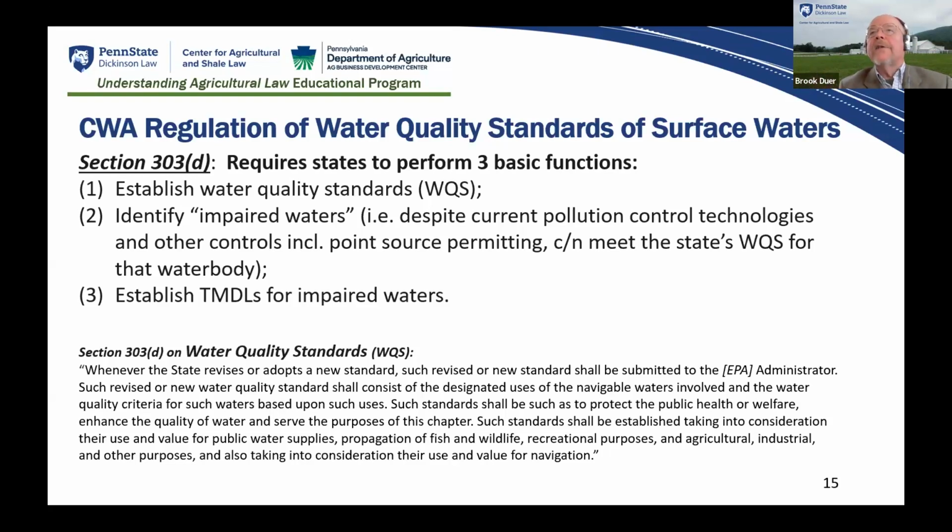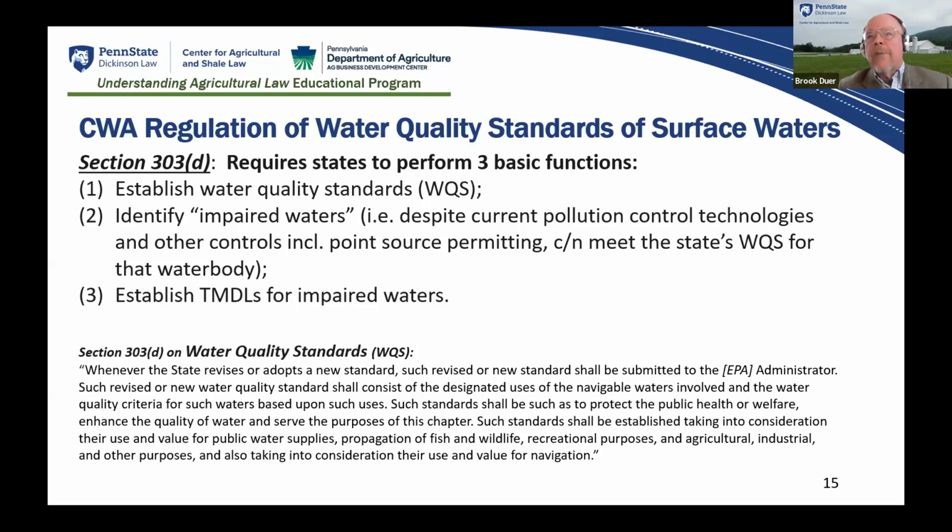And then, having identified the impaired waters, to establish a TMDL, total maximum daily load, for the impaired waters, of whatever pollutant is involved. So a TMDL is technically related to one substance at a time. So the Chesapeake Bay with nitrogen, phosphorus, and sediments is actually three TMDLs.